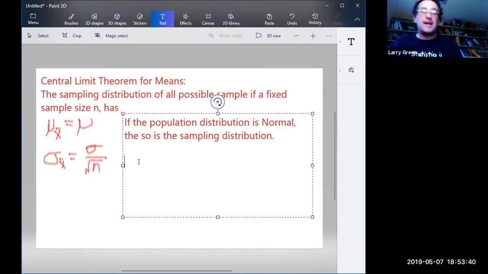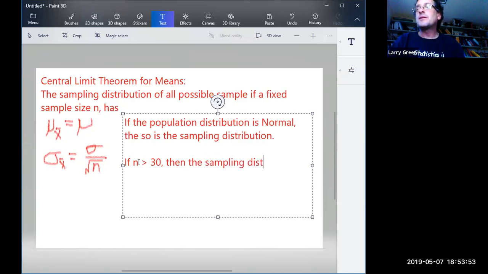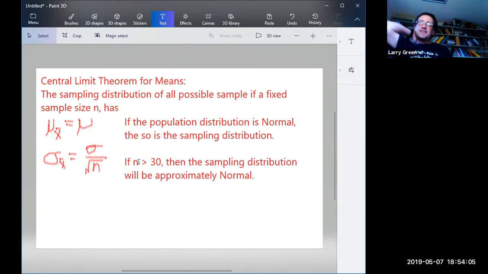But we have more than that. If n is greater than 30, then the sampling distribution will be approximately normal. Okay, so what that says is that if you have a large enough sample, then you know you have a normal distribution for the sampling distribution. And if we want any probabilities, we can use normal CDF. Any questions on that? Notice, by the way, the Dow doesn't work. Why doesn't the Dow work?